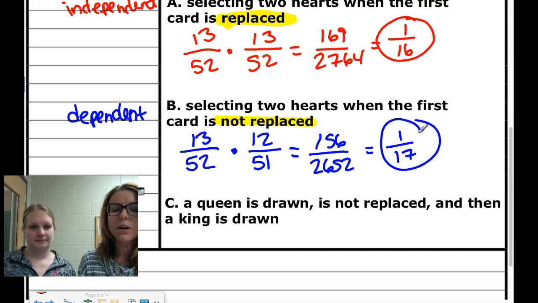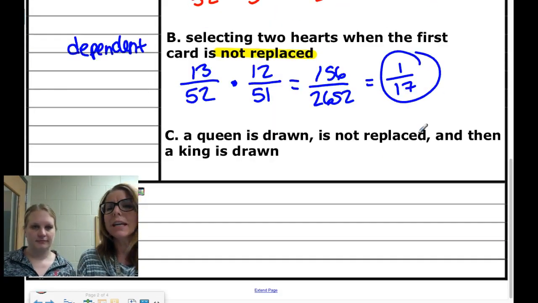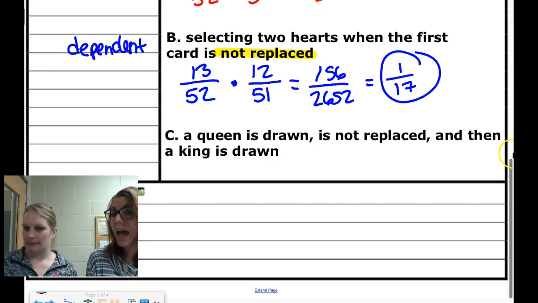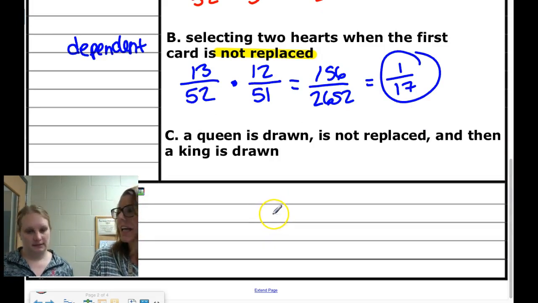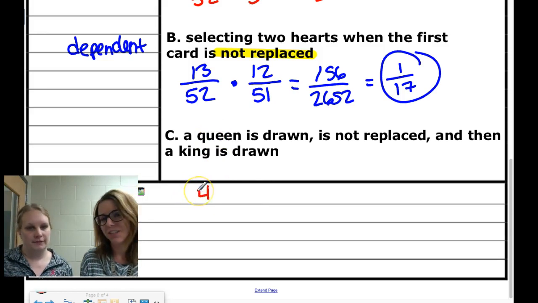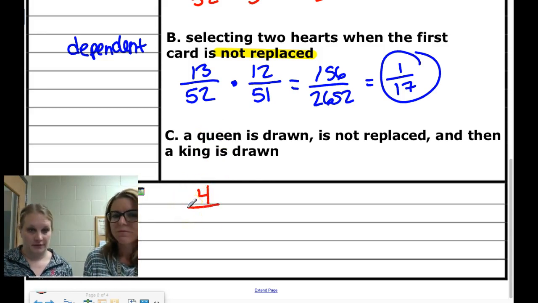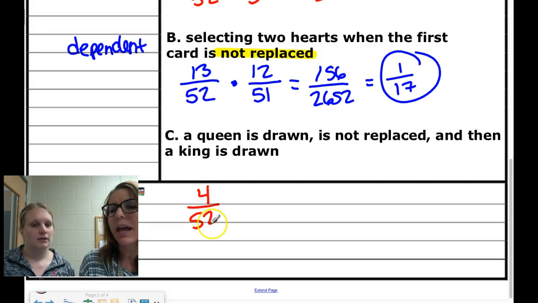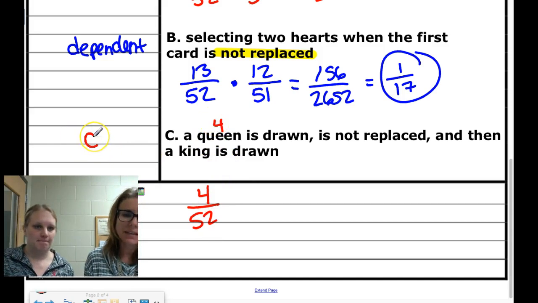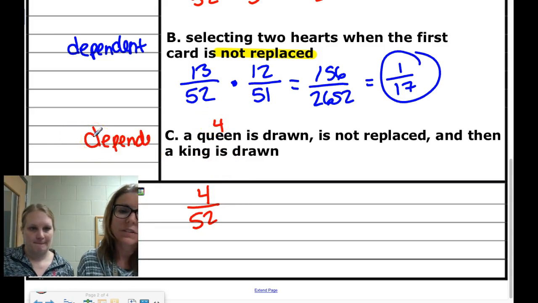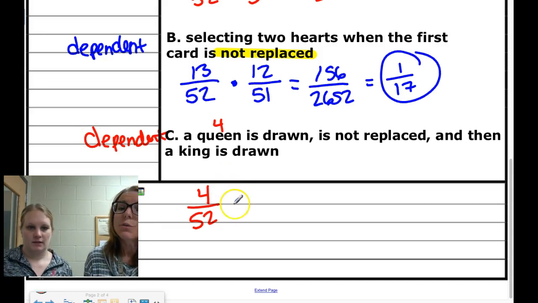Now part C, a queen is drawn and is not replaced, and then a king is drawn. So how many queens are in a deck of cards? There are 4, out of 52. Oh, and I forgot, I'm kind of jumping ahead. If it's not replaced, then that is called dependent. Sorry, we have to remember to write that down. If it's not replaced, it's dependent. So we're going to multiply that by drawing a king. How many kings are there in a deck of cards? 4. Oops, but we already took 1 out.